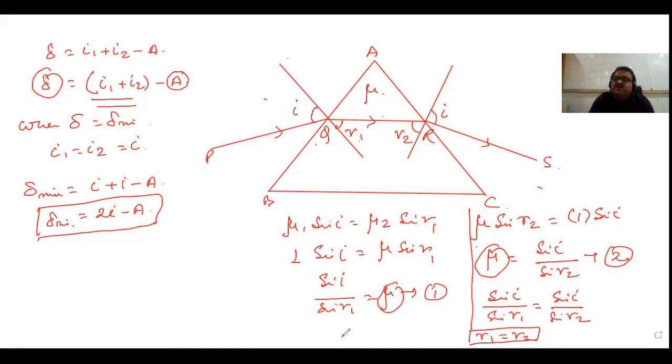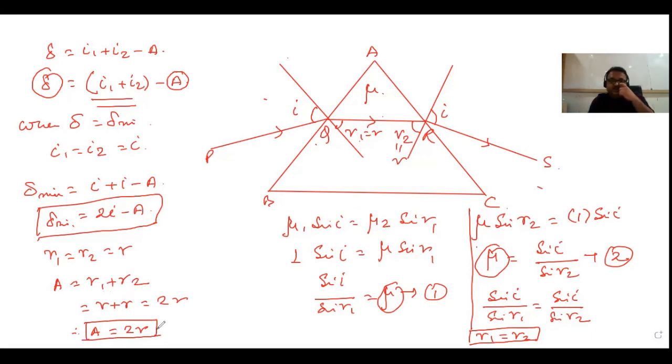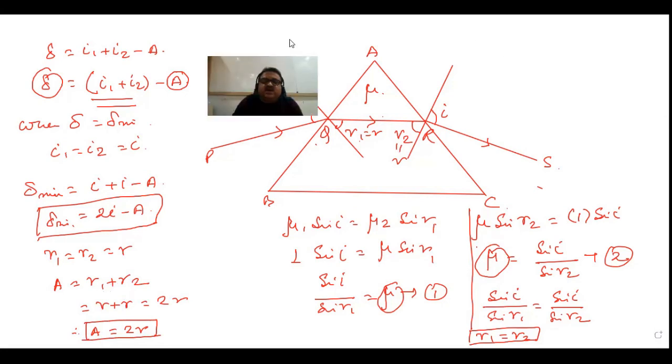So in case of minimum deviation, I1 equals I2 equals I. Similarly, R1 equals R2 equals R. So what will be the value of the angle of prism then? We know A equals R1 plus R2, which means A equals R plus R, that is 2R. So A equals 2R. These are very important formulas for minimum deviation. In terms of I and R, I can write the formula this way also: delta m equals 2I minus A, or 2I minus 2R, taking 2 common, 2(I minus R). This is a very good technique and a very important formula. You have to remember this.